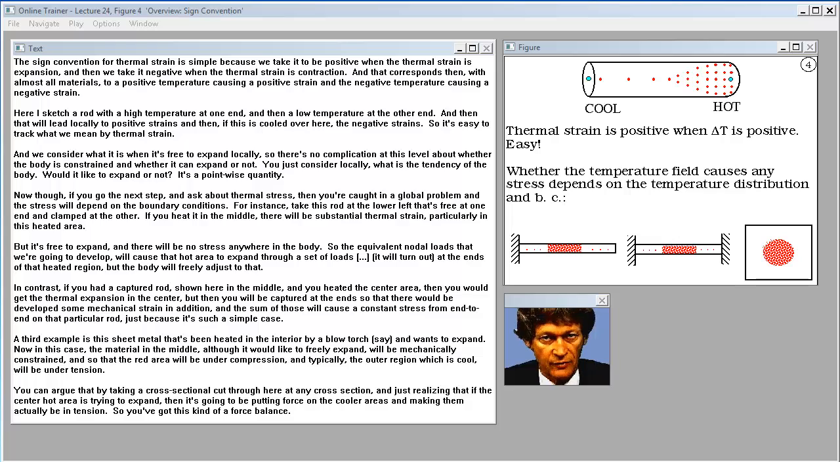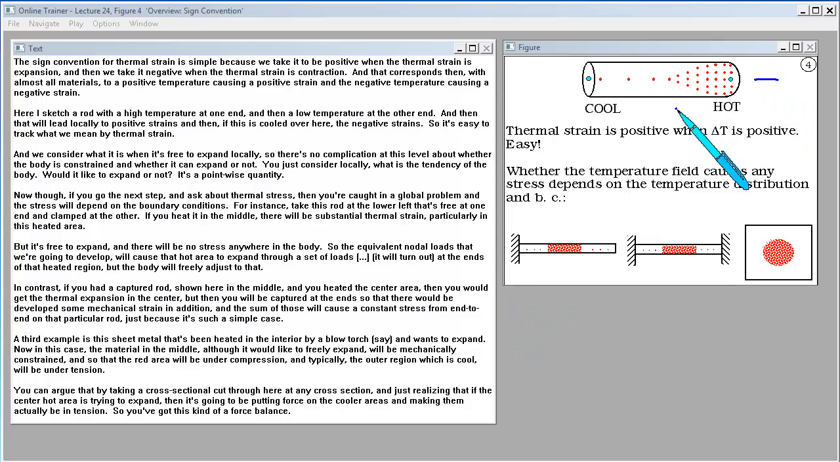The sign convention for thermal strain is simple because we take it to be positive when the thermal strain is expansion, and negative when the thermal strain is contraction. That corresponds with almost all materials to a positive temperature causing a positive strain and a negative temperature causing negative strain. Here I sketch a rod with a high temperature at one end and a low temperature at the other end. That will lead locally to positive strains, and if this is cooled over here, it'll be negative strains. So it's easy to track what we mean by thermal strain.